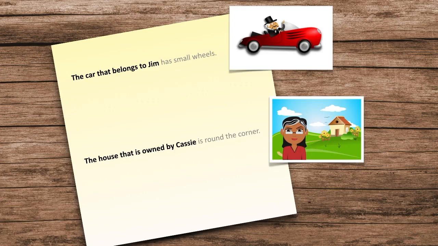Now, I don't need to say all that to indicate that the car is owned by Jim or that Cassie is the one who owns the house. I can shorten these to Jim's car has small wheels, and the second one I can shorten to Cassie's house is round the corner. Alright? Now, take a look at these two sentences.